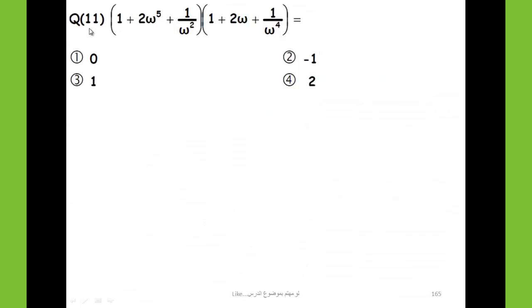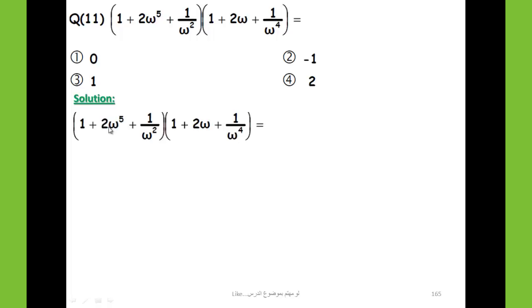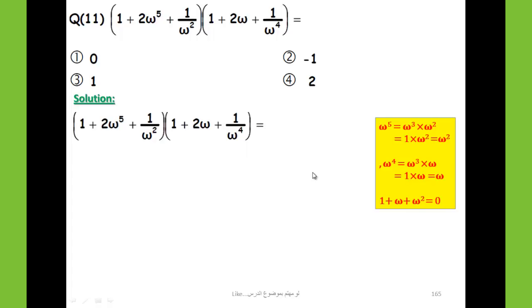11. 1 plus 2 omega power 5 plus 1 over omega square, multiply 1 plus 2 omega plus 1 over omega power 4, equals 0, negative 1, 1, or 2. Solution. We have the required here and the properties of omega. We know that omega power 3 equals 1 and 1 plus omega plus omega square equals 0.